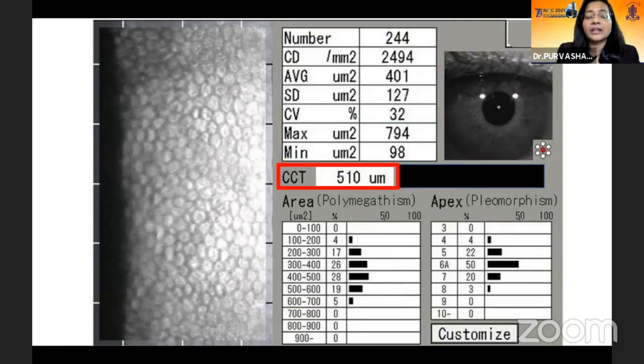Next comes the measure of the central corneal thickness, which is actually a rough estimate, and it is less than the ultrasound pachymetry, but it is more repeatable than it. Then these are the graphical representations of the areas of the cells, which give an idea of the polymegathism, and then the hexagonality of the cells is measured and gives us the idea of pleomorphism. Usually 50 to 60% of the cells are hexagonal, and something lesser than that will be basically because of some stress.